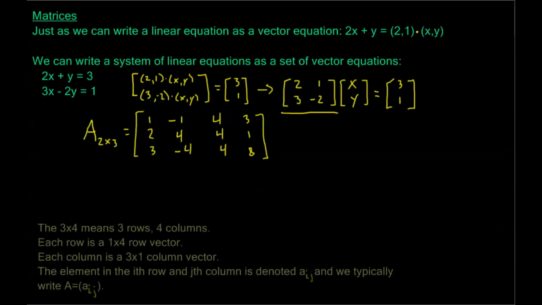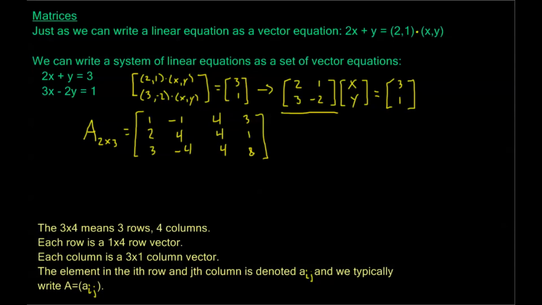Now I wrote 2 by 3, but I meant to write 3 by 4. Let me clean this up a little bit. Okay, 3 by 4. I made a 3 by 4 matrix and I wrote 2 by 3. Now what this 3 by 4 right here means is that we're talking about a matrix that has 3 rows and 4 columns. Now notice that each row is just a 1 by 4 vector, right? This row right here, for example, is going to be a vector of dimension 4.